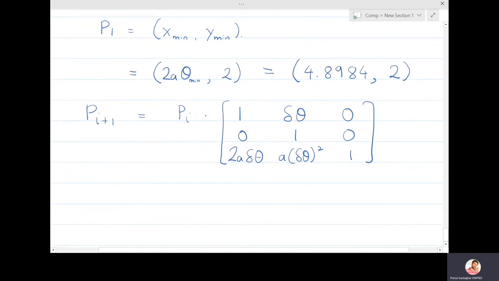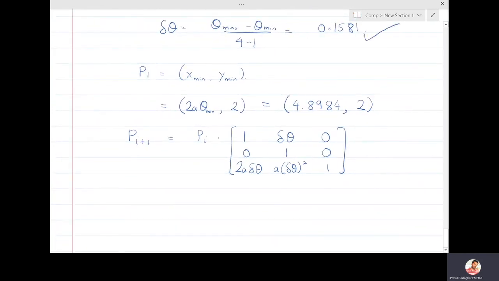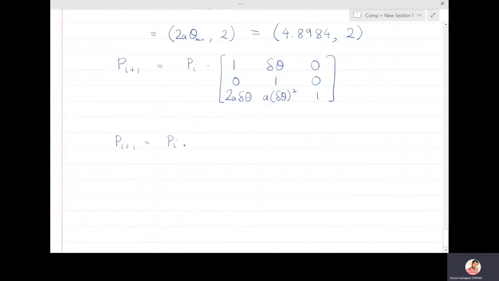I will substitute the values of a and delta theta, which is 0.1581, in this matrix to get p(i+1) equal to p(i) multiplied by the matrix 1, 0.1581, 0, 0, 1, 0, and 2a delta theta will come to be 0.9486, and a delta theta squared, where a is 3 and delta theta is 0.1581. When I calculate that, it will come to be 0.02499, 1. So this matrix will help us to generate the 4 points.